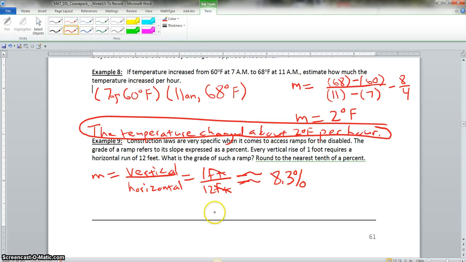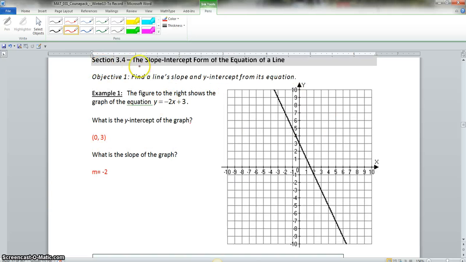That is the approximation. Now we come to section 3.4, the slope-intercept form of the equation of a line. Objective 1, find the line's slope and y-intercept from its equation. The figure to the right shows the graph of the equation y equals negative 2x plus 3. What is the y-intercept of the graph? Whenever you have y by itself, the y-intercept is the value on the other side of the equation that's not connected to x, and that number is 3. We will write that as an ordered pair because the x value is 0, and the y value is your y-intercept. So your answer here is 0, 3.